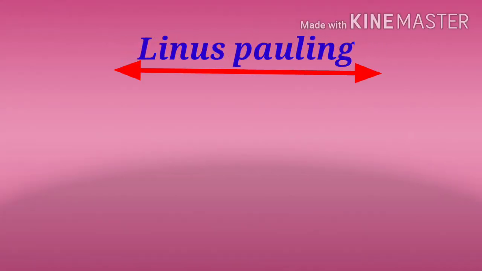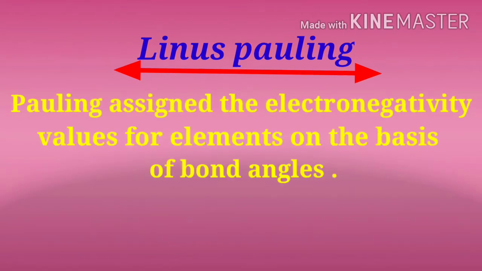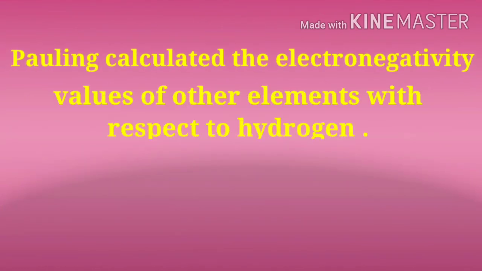Linus Pauling. Pauling assigned the electronegativity values for elements on the basis of bond angles. Note 1. He assumed that the electronegativity of hydrogen is 2.20. Pauling calculated the electronegativity values of other elements with respect to hydrogen.